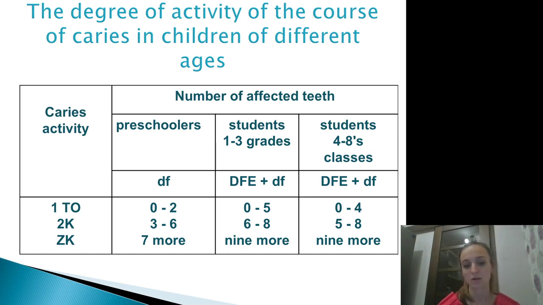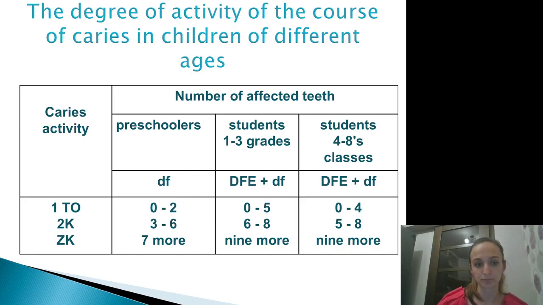Understand? So if, for example, a patient in the registration card has information about 3 fillings and, for example, 1 caries, you should have summary information from this index. So 3 plus 1, it is 4. Intensity of caries in these children, 4. Next one, students from 4 to 8 classes. Of course, DFE plus df.